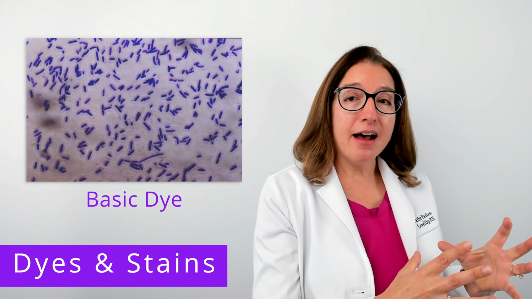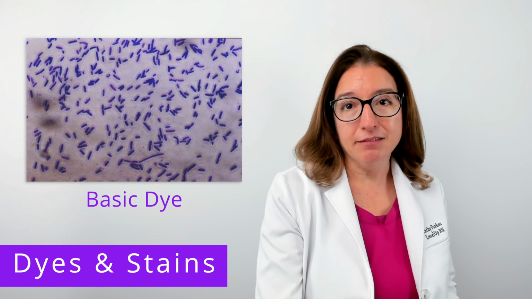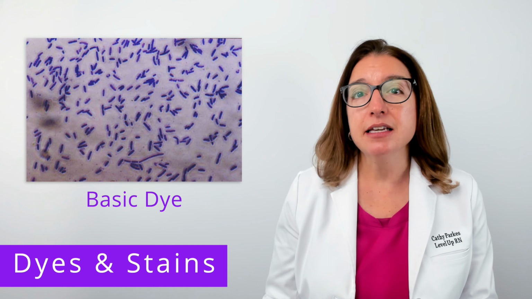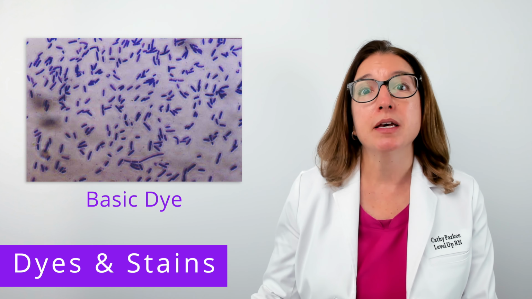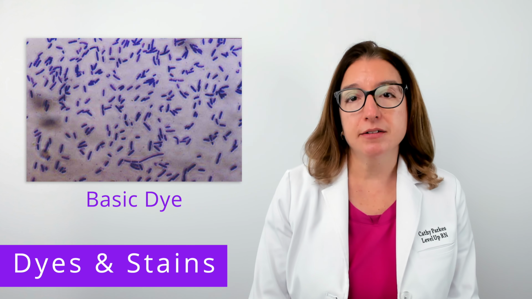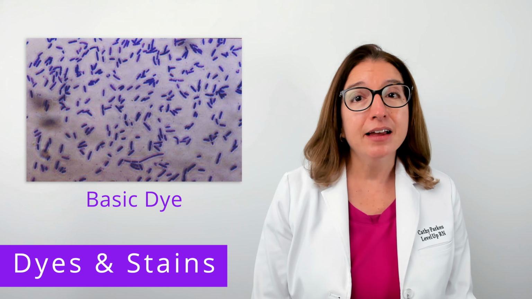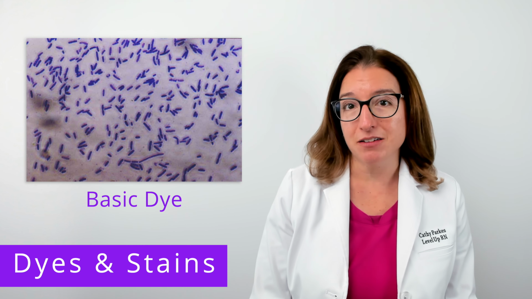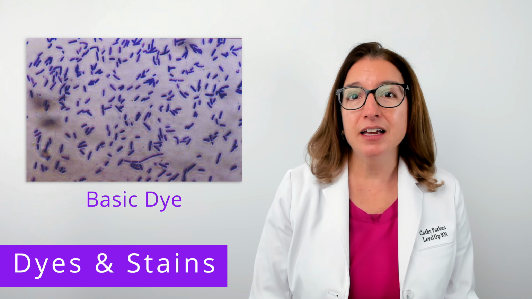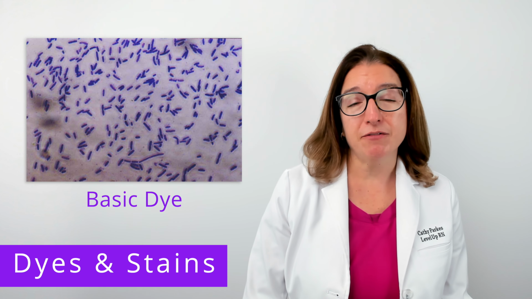A basic dye is a positive stain that is attracted to the negatively charged cells in the organisms that we will be observing. So those organisms are going to absorb the dye. So a basic dye is going to stain the cells. Examples of basic dyes include crystal violet, methylene blue, and safranin.